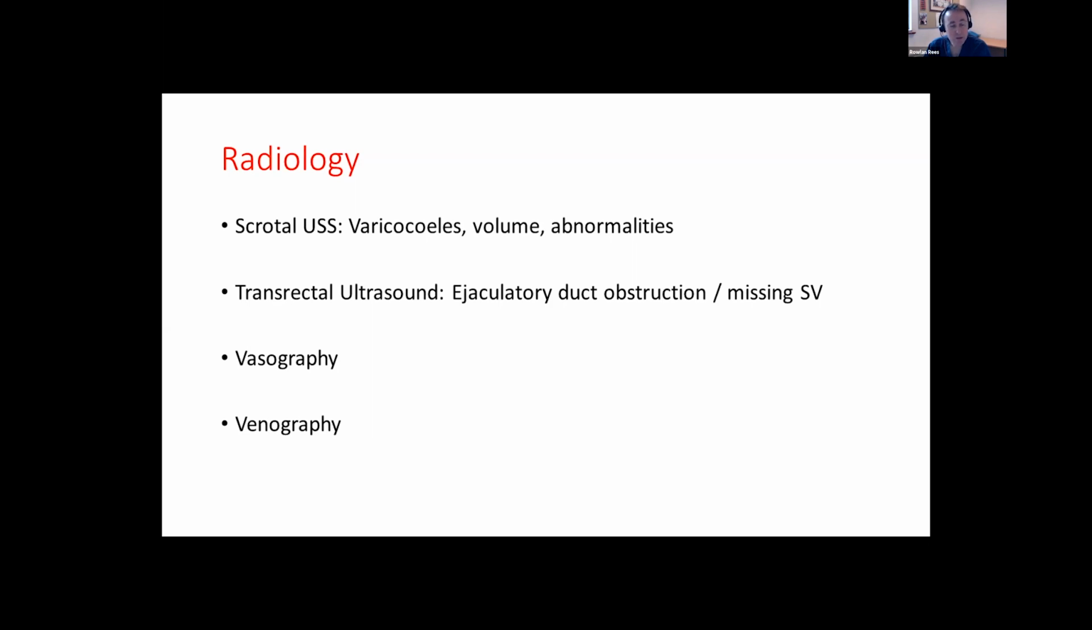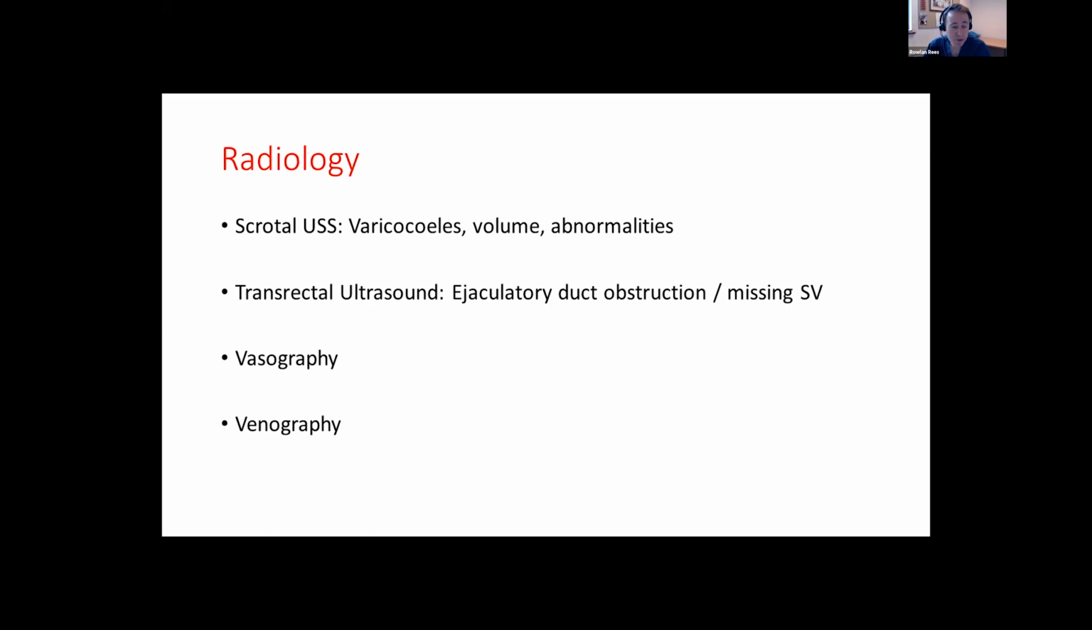In selected patients, those in whom you may suspect an obstruction of the prostate or the ejaculatory duct level, and we'll go on to discuss that in a second, then transrectal ultrasound scan of the ejaculatory apparatus is a very good test. Alternatively, MRI scan.